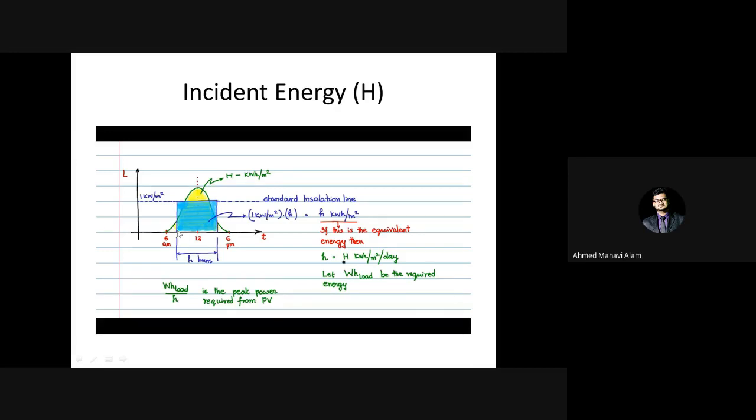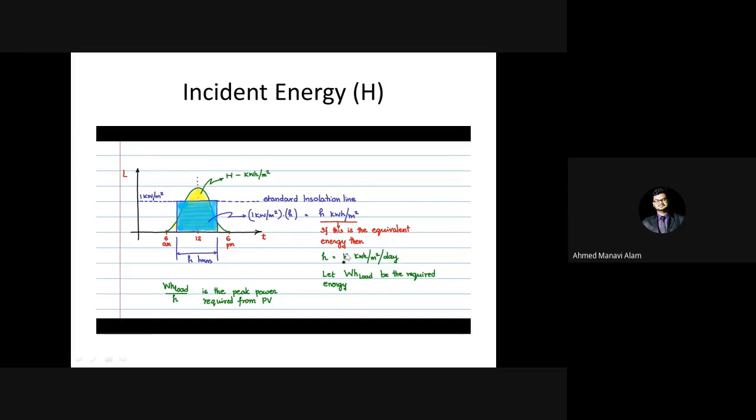If you take that standard insolation for H hours, then 1 kilowatt per meter square into H, you multiply the standard solar insolation by time, and you get H kilowatt hour per meter square. If this is the equivalent energy with respect to H, then H equals capital H kilowatt hour per meter square per day. Whenever I do the math, it will be clearer to you. In the next class, we will do the math.